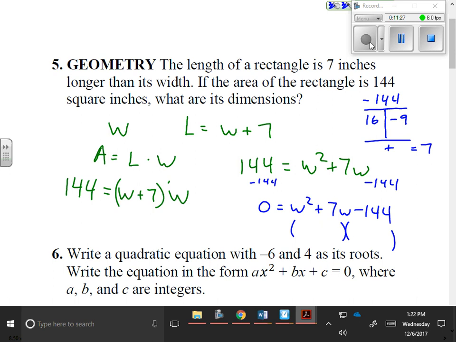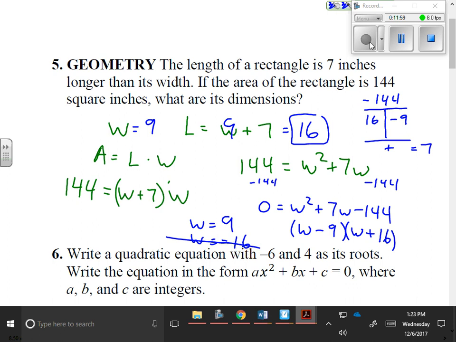So that ends up factoring into W minus 9, W plus 16, which means the width could be 9, or the width could be negative 16. Could the width be negative 16? No. But it could be 9. And if it was 9, would it make sense that the other one would be positive 16? Yes. 9 plus 7 is 16.